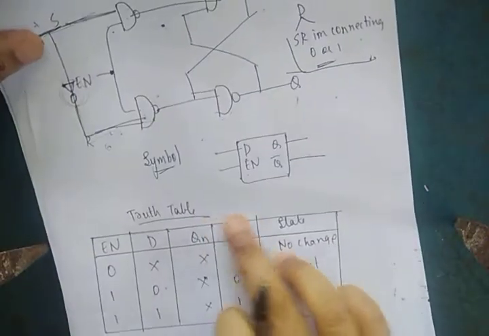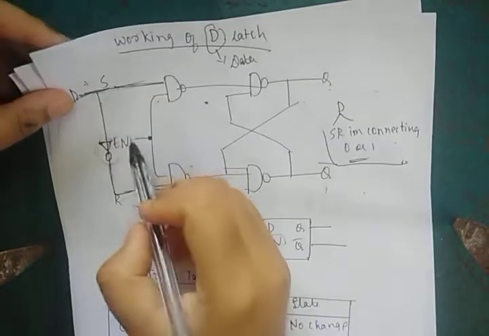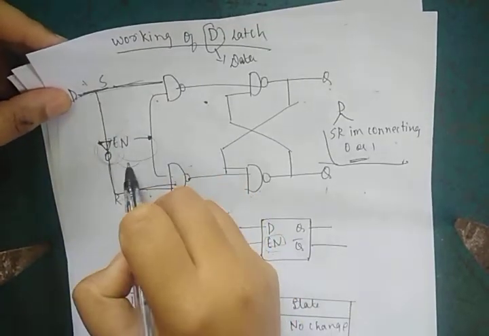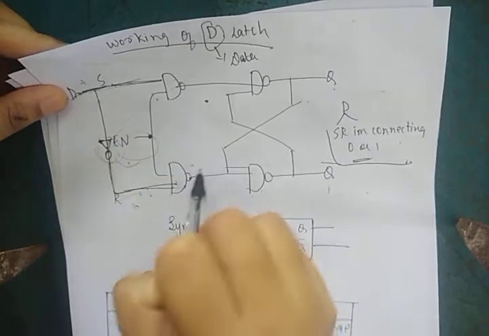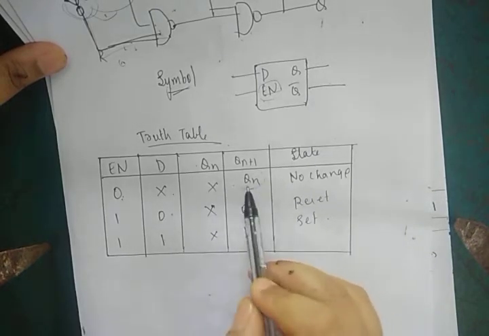So this is a simple symbol where we have D and an enable, Q and Q bar. Enable should be present because here I have an enable, as you can see. If enable is on, then only our circuit will work, otherwise it won't. Coming to the truth table, if enable is 0, nothing will work. Again the system will be in the previous state, that is Qn only.